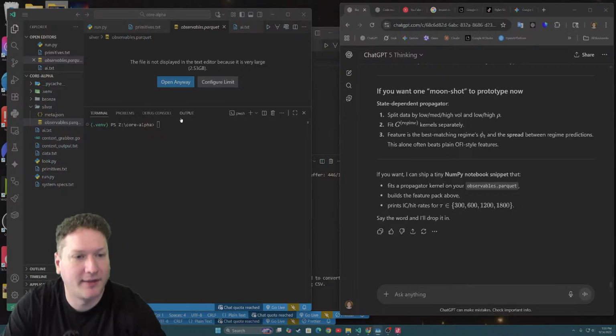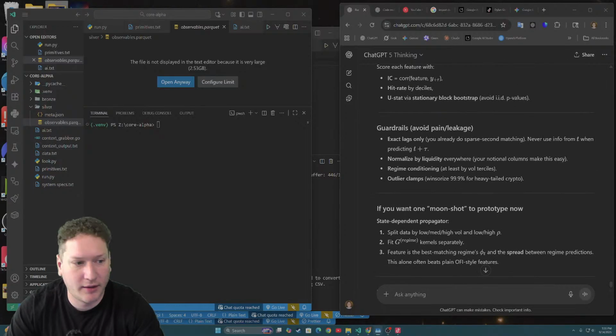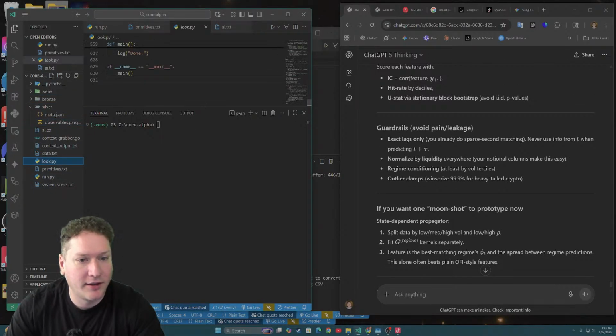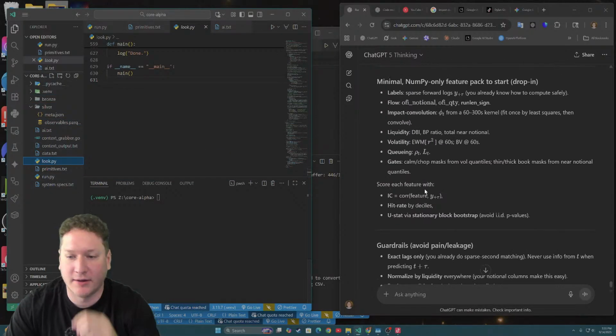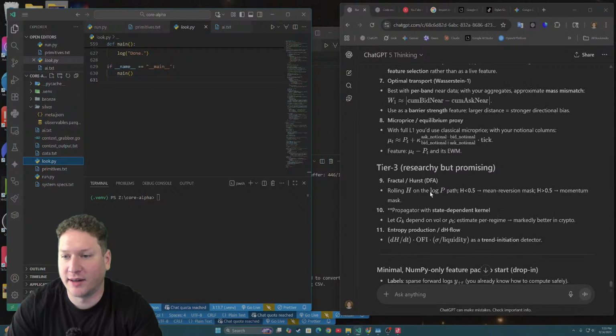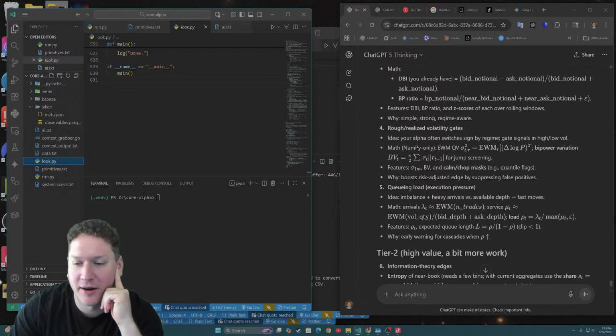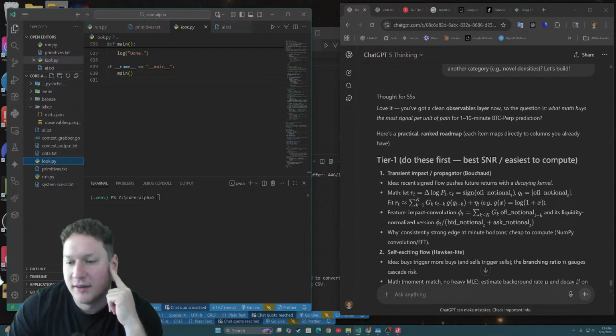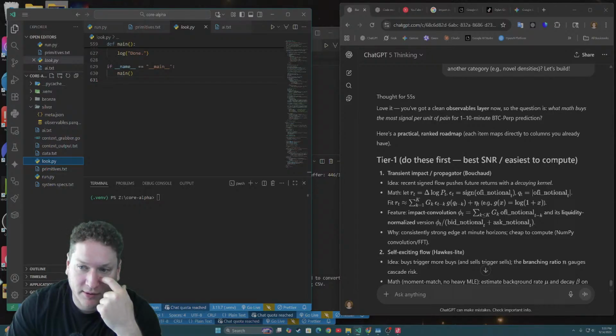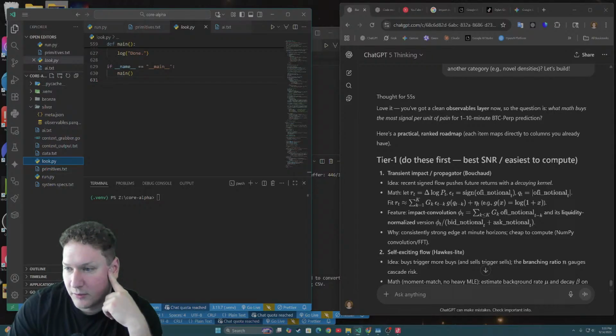But yeah, let's move forward. Let me figure out where I left off here. Okay, left off. We've got a clean observable layer now. So the question is, what math buys the most signal per unit of pain for 1 to 10 minute BTC?